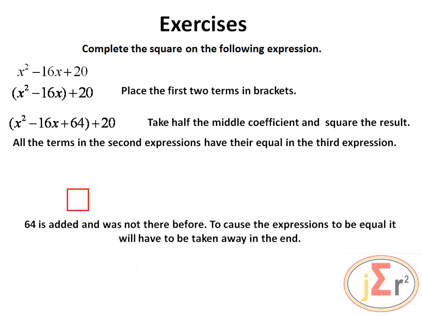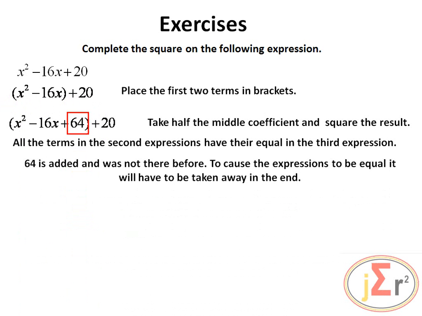To get rid of that positive 64, what do we do? We'll have to take away 64 at the end. The expression that we have there, the one inside the bracket, is a perfect square. So we're going to write that answer as a perfect square.